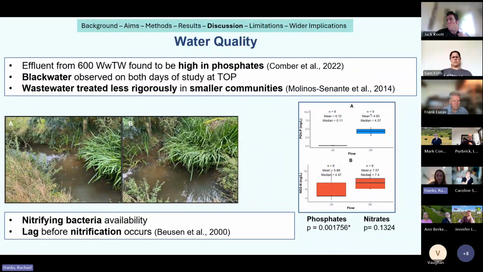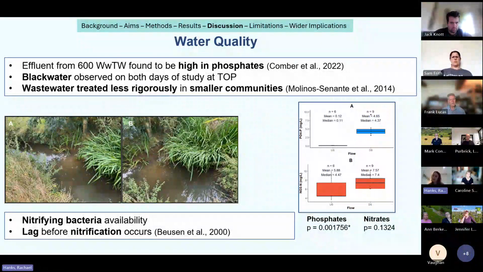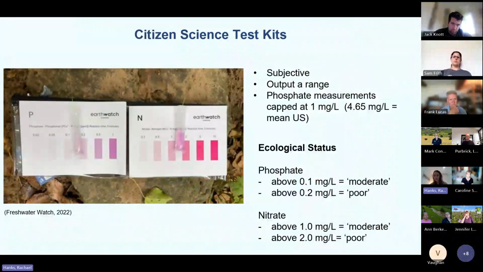But yeah, and then there have been findings that wastewater is treated less rigorously within smaller communities. And this treatment works only has 2 pipes as well. But then why were nitrates not high if there was black water? Well, nitrates aren't released as nitrates. It's nitrogen within wastewater or black water, which is untreated waste. And there tends to be a lag before nitrification occurs, so before this nitrogen gets converted into nitrates. And this just depends on things such as the number of nitrifying bacteria, which tends to increase as you move downstream, and other things.